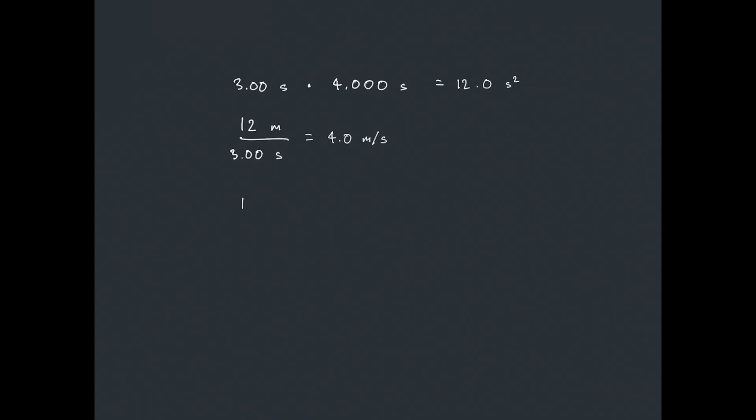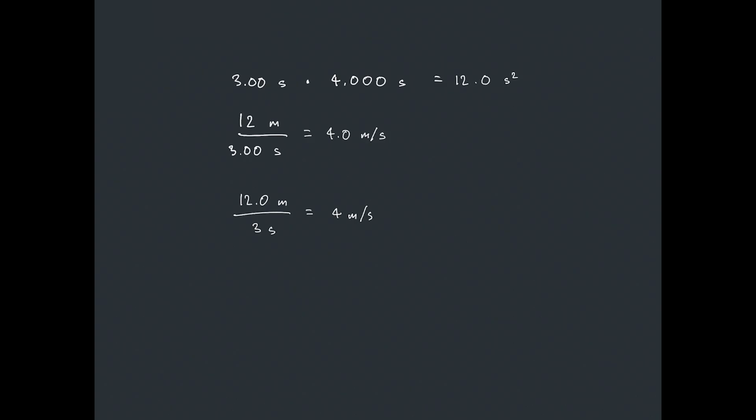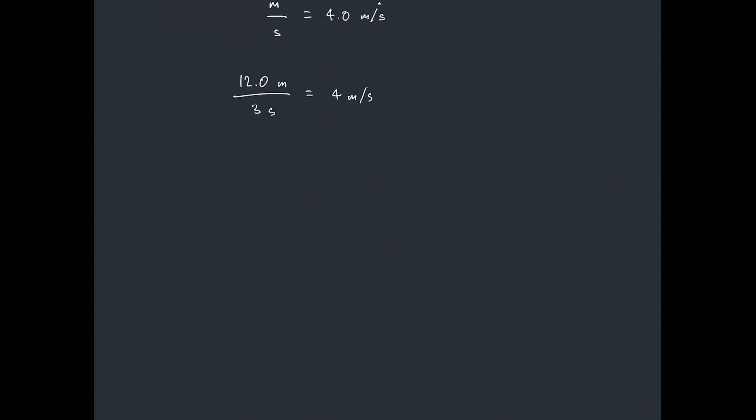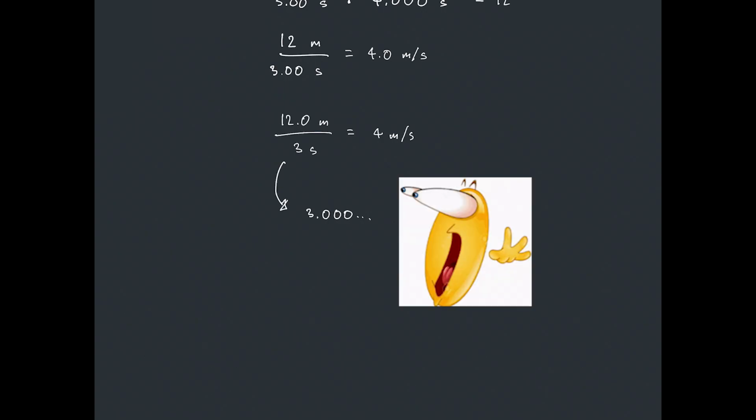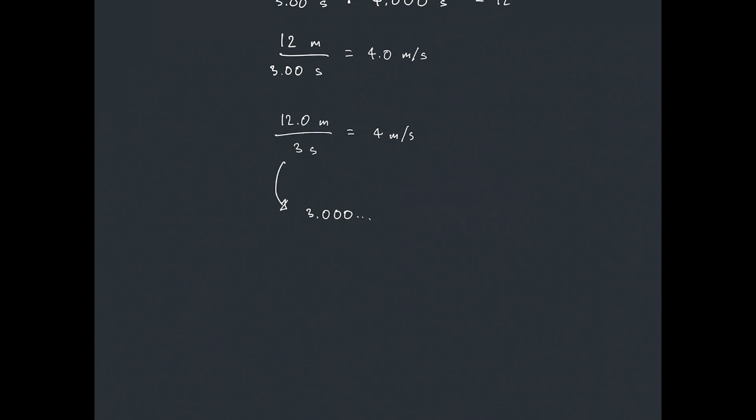So what if we're just doing 12.0 meters over 3 seconds? At first glance, you would think that we have to have 4 meters per second because there's only 1 sigfig in the denominator. And you would be right in most cases. But we have to consider that 3 could be represented as 3.000 on and on. And in that way, it might have infinite sig figs. You have to remember that exact numbers do have infinite sig figs.